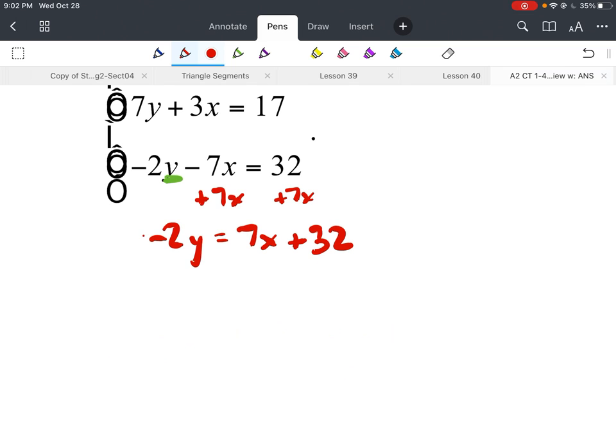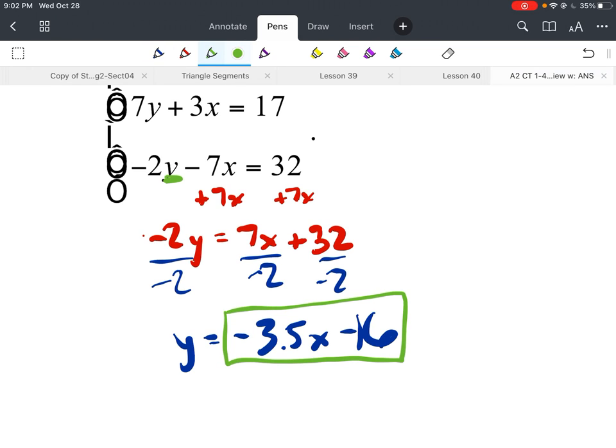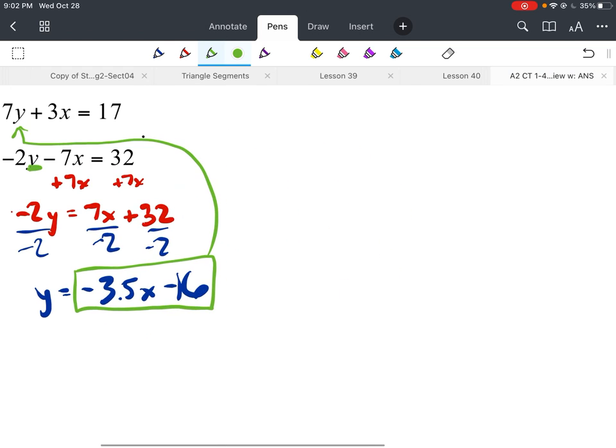Okay, divide everything by negative 2. And I get y equals negative 3.5x, I'm going to change it to a decimal just for fun here, because I'm not really graphing it anyway. And then this is going to be minus 16. Okay, now here's the cool part. If y is equal to this thing right here, that means everywhere you see a y in the other one, you can plug it in. So that's what we're going to do now.